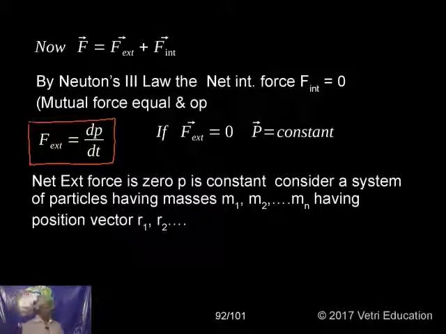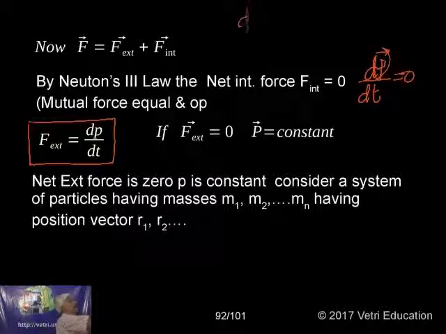But suppose I consider external force to be 0, then dP by dt is equal to 0. If the external force is taken as 0, the differential of P, the rate of change of momentum, is equal to 0. If the differential of something is 0, what about that something? We already discussed in mathematics also, d by dx of a constant is always equal to 0.